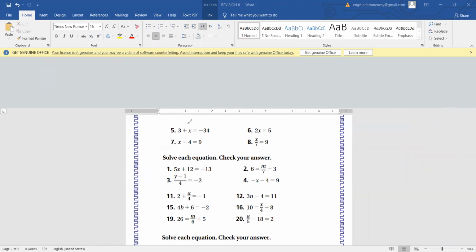Solve the equation. Check your answer. Number 1: 5x plus 12 equals negative 13.